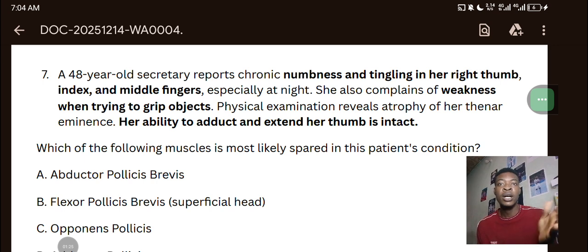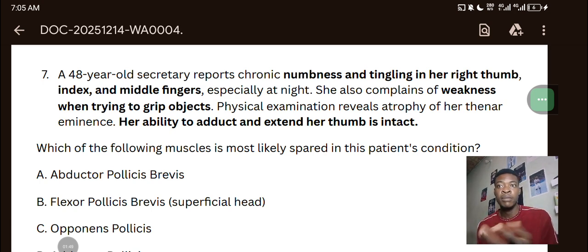L for lumbricals, that's the first and second lumbricals. O for opponens pollicis. A for abductor pollicis brevis. And then F for flexor pollicis brevis, and that is going to be the superficial head. The deep head is supplied by the ulnar nerve, but the superficial head is supplied by the recurrent branch of the median nerve.